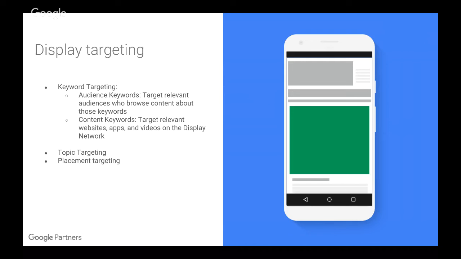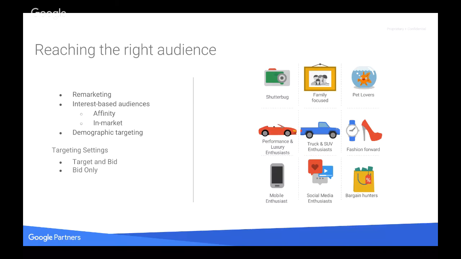So you can choose to target certain topics across the internet, such as, say, politics, or such as shoes or clothing and accessories. You have placement targeting. So if you know there are a bunch of websites that your intended demographic definitely frequents, you can add them in as placements and choose to bid specifically on them.